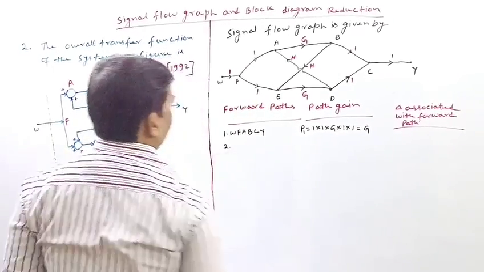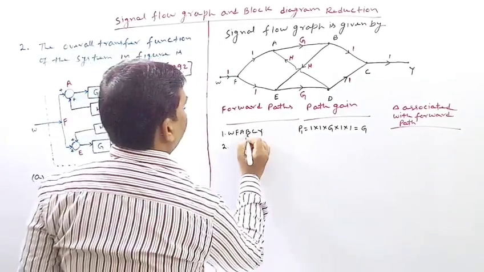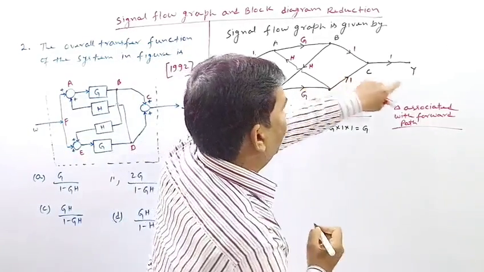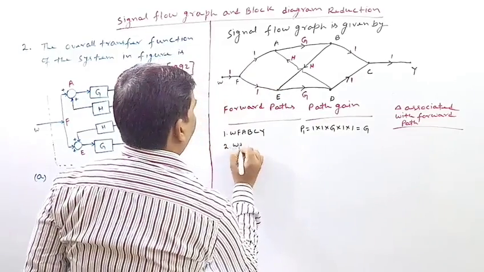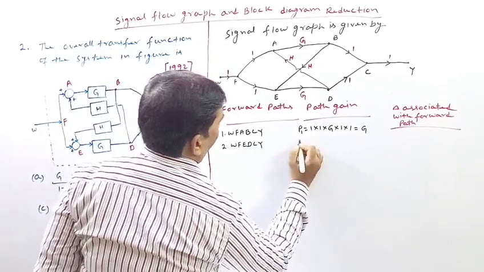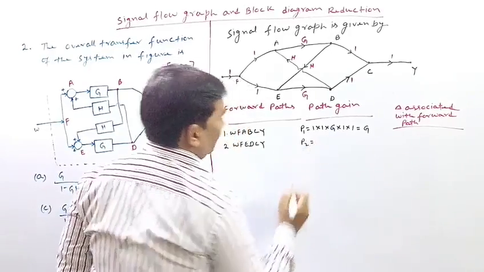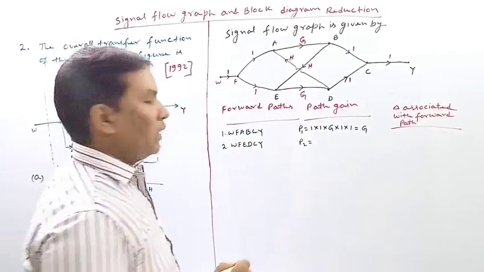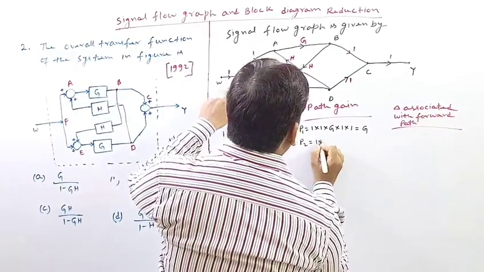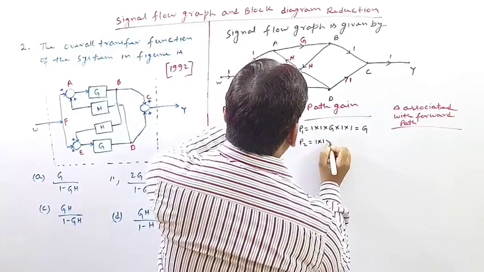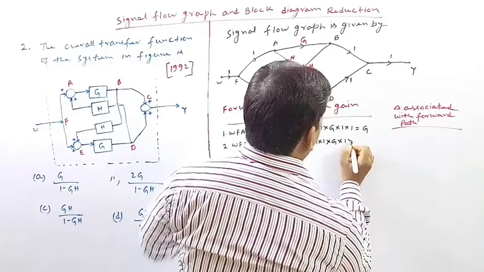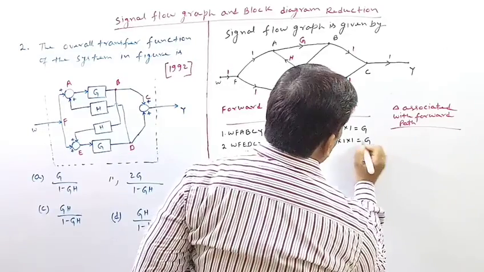What is the second forward path? The second forward path is WFEDCY. And what will be the path gain for this path? Let us denote it by P2. So it will be again 1 multiplied by 1 multiplied by G multiplied by 1 multiplied by 1. So it will be again G.